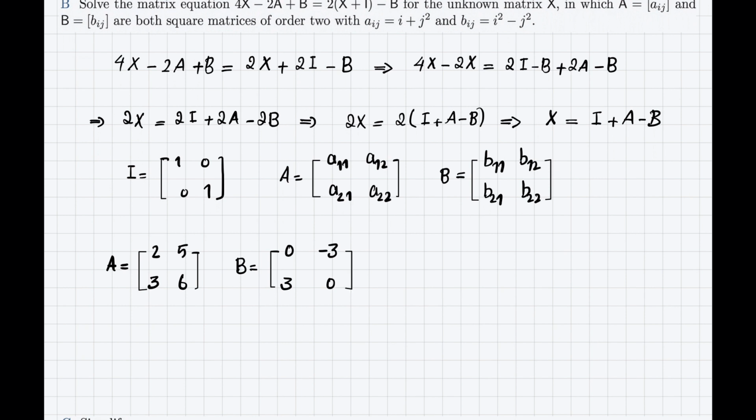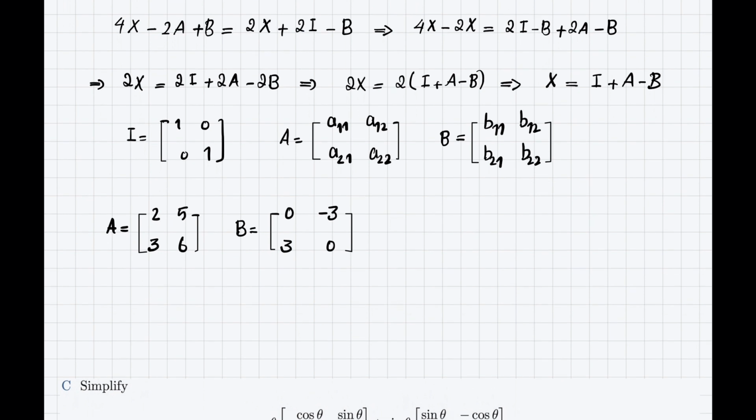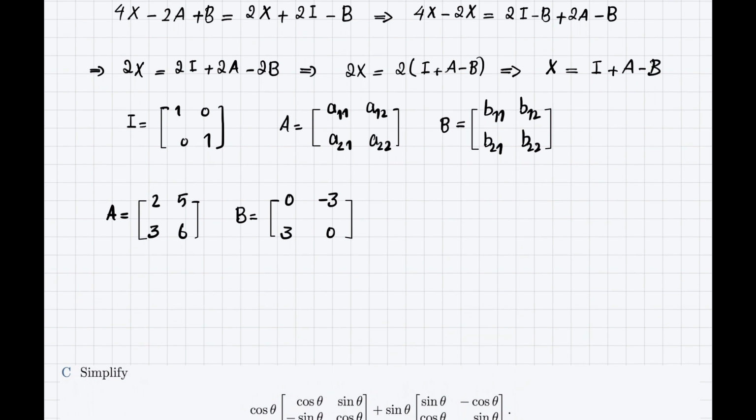Yes? So these are my matrices. What I can do is plug them into this relation. I know A and I know B, so my X can be calculated simply. I will have the identity matrix 1, 0, 0, 1, plus matrix A, which I already calculated, it's 2, 5, 3, and 6.